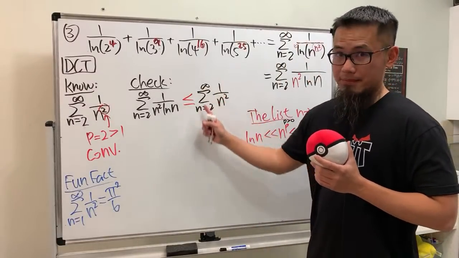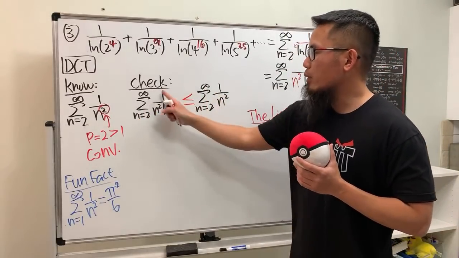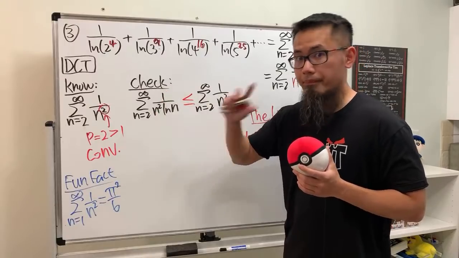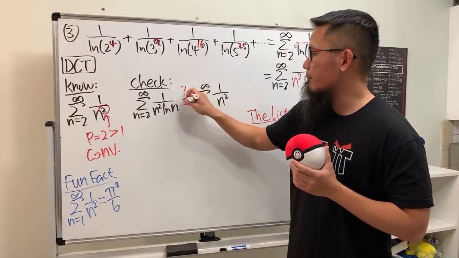This right here is finite. If you can show that this right here is less than a finite number, and notice this is positive, that means this right here will also be finite. That's what we are trying to show.